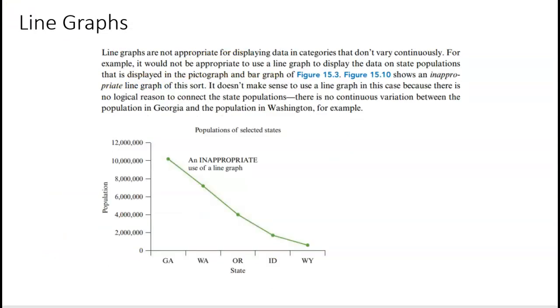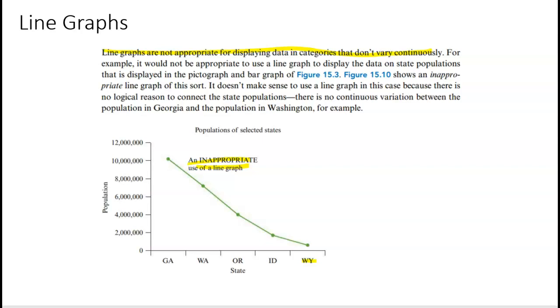They're not appropriate for data in categories or that data that doesn't vary continuously. So for example, it would not be appropriate to use a line graph to display data on state populations. This is an inappropriate line graph, okay, because it looks like what it's saying is that the population decreases when we get to Wyoming. But that's not true. These are separate things and we don't want to compare them. A line graph assumes a continuous variation, but these have nothing to do with each other.